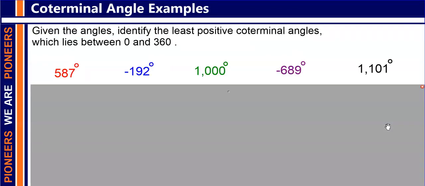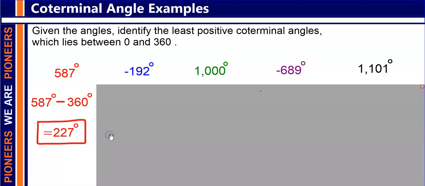So let's just dive right into a couple examples. We'll start with one at a time. We have 587 degrees. And the directions say, given the angles, identify the least positive coterminal angle. When you see those words, that means you are to find the angle that is between 0 and 360. So 587 is clearly more than 360, so we want to subtract 360 from it. So subtract 360 from it, and we end up with 227, which is in the third quadrant. So we know that we are on the right track, it is between 0 and 360.